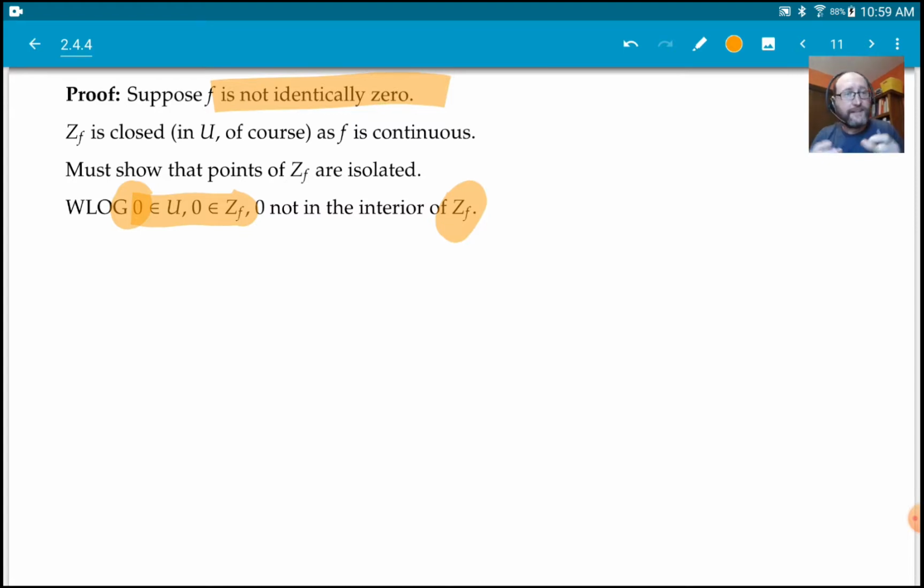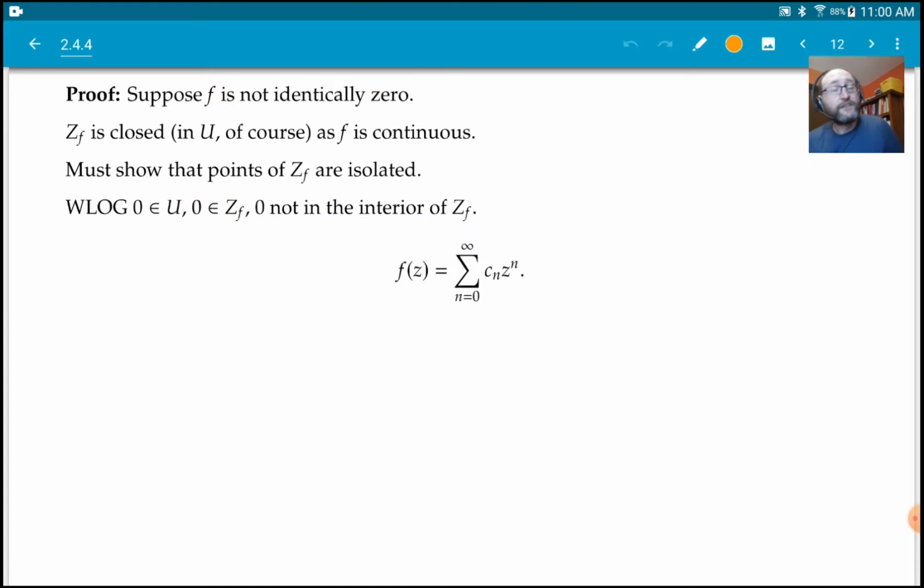So in any neighborhood of 0, f is not identically 0. It could be 0 on lots of points, but it's not identically 0. That's what we're basically saying. So let's write down, it's an analytic function after all. This whole identity theorem is really because it has a power series. Identity theorem is something about analytic functions. So let's write down the power series. There's some power series at 0.